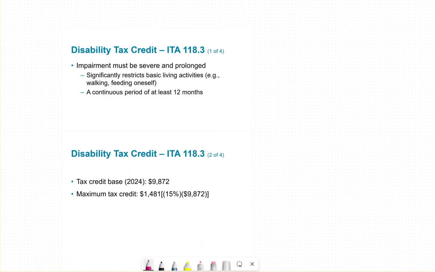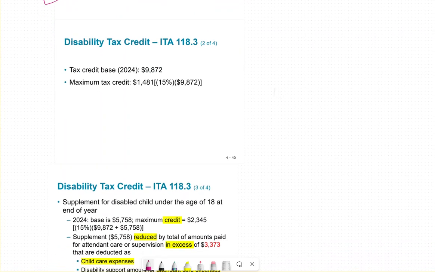Now, the next one is my disability tax credit. If for any reason the impairment must be severe and prolonged, so who qualifies for the disability credit? It has to be that you cannot walk, you cannot feed yourself. That means you are disabled, you're dependent on somebody else to do things. And it has to be a continuous period of at least 12 months. If that's the case, the individual is allowed to have a disability tax credit.